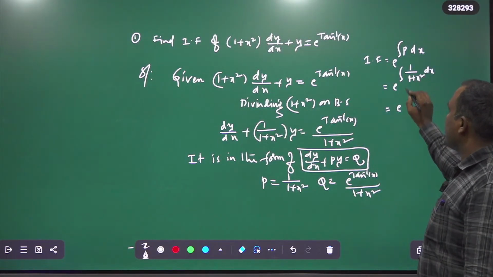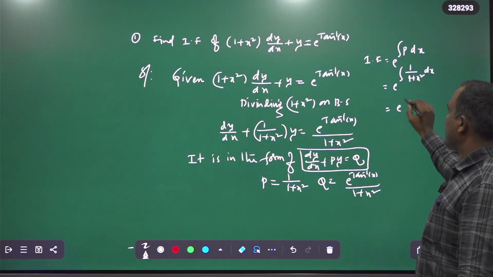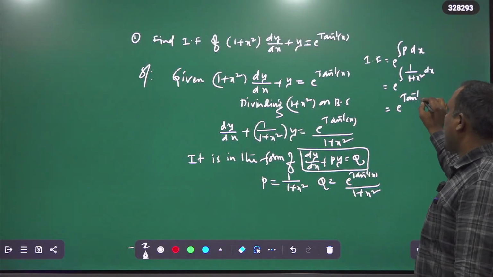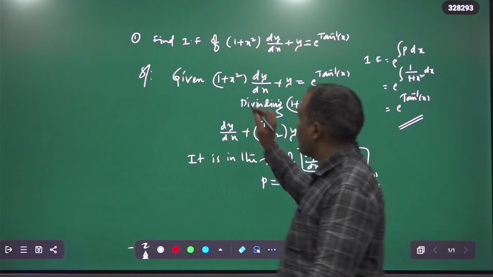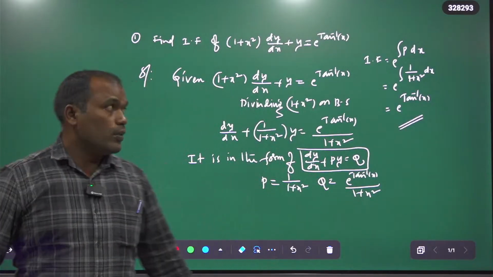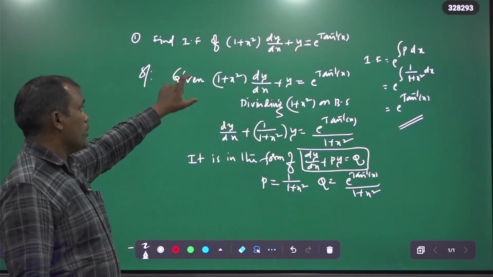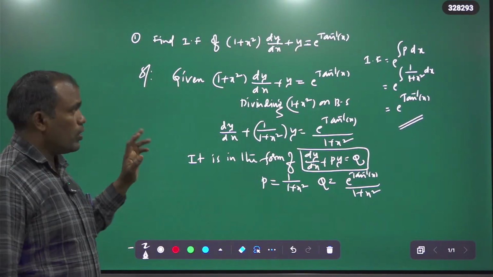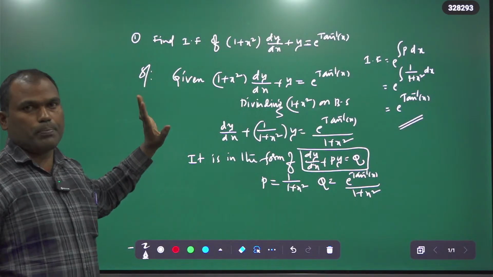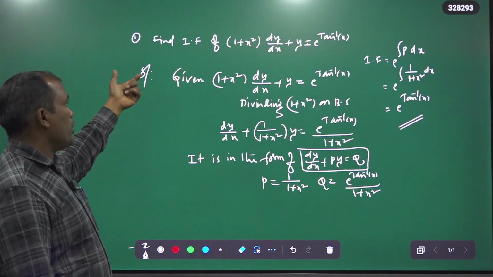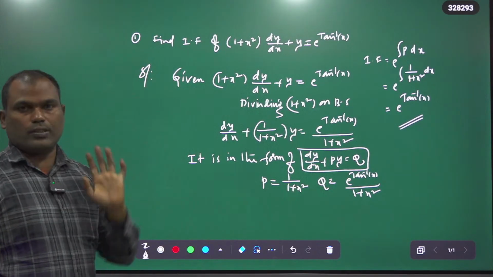Now the integral of 1 by 1 plus x square dx is nothing but tan inverse of x. So this is the integrating factor of the given differential equation. Now, for the same problem, for example, without the integrating factor, if just the solution is asked.